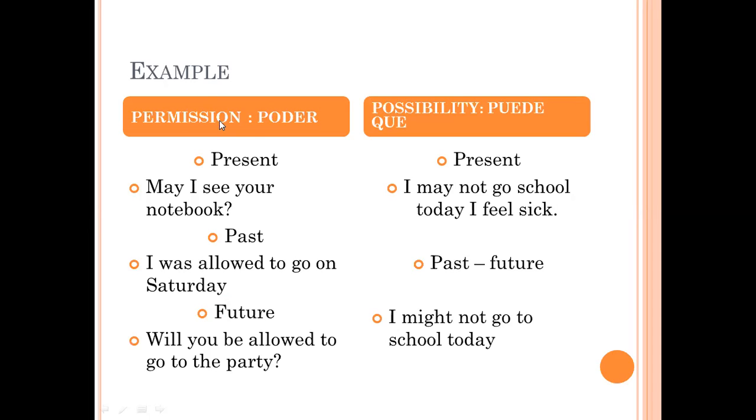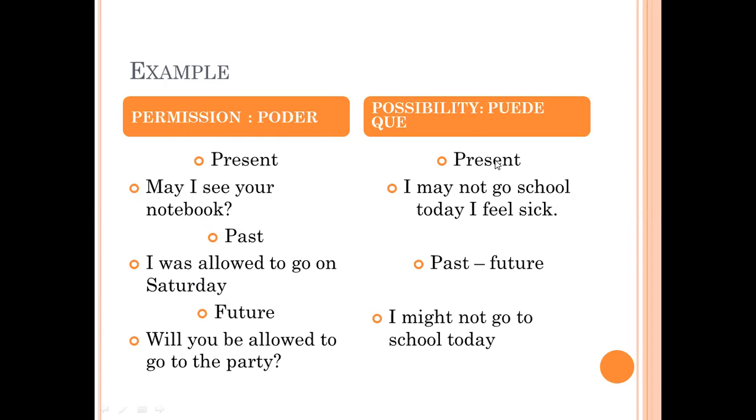Let's see the examples. Permission, poder, present. May I see your notebook? Yes, you may; no, you may not. Permission past. I was allowed to go on Saturday. Somebody gave you the permission to go, so it already passed. Or maybe I can ask you this: would you be allowed to go to the party? I mean, I'm asking you if your parents gave you the permission to go to the party, right?